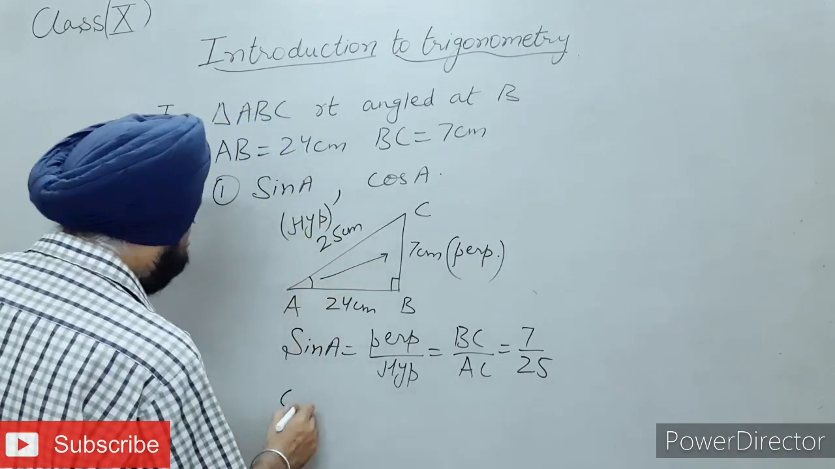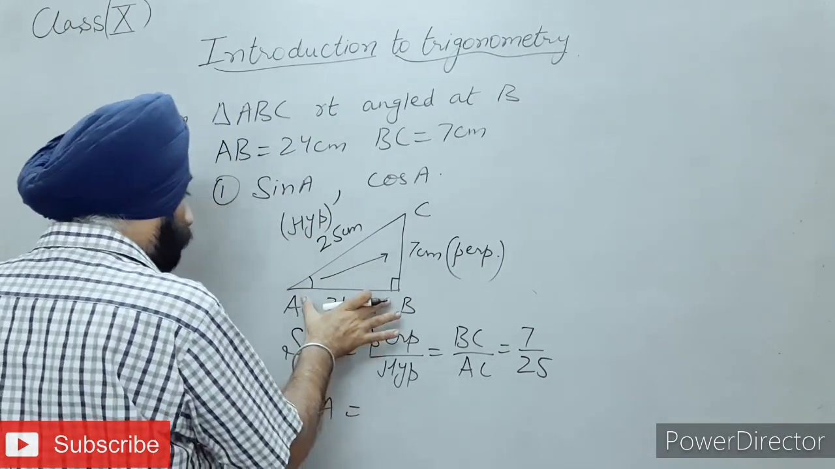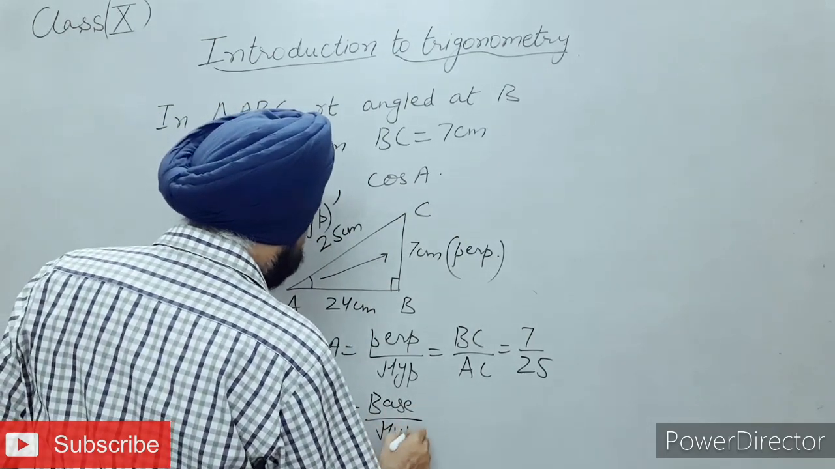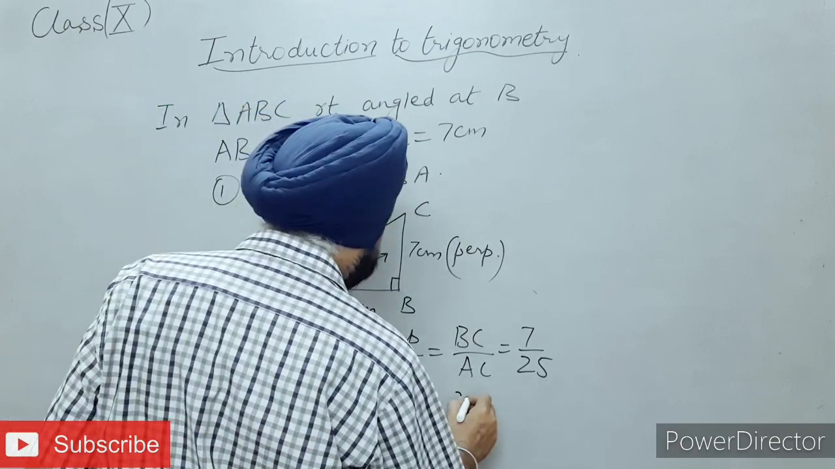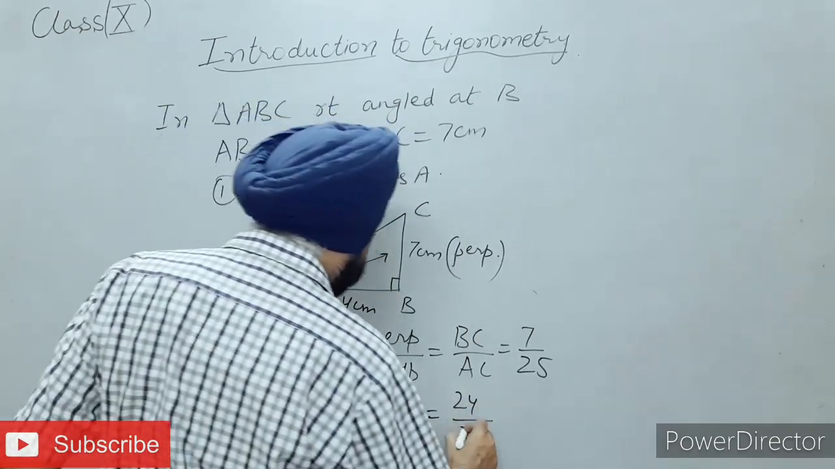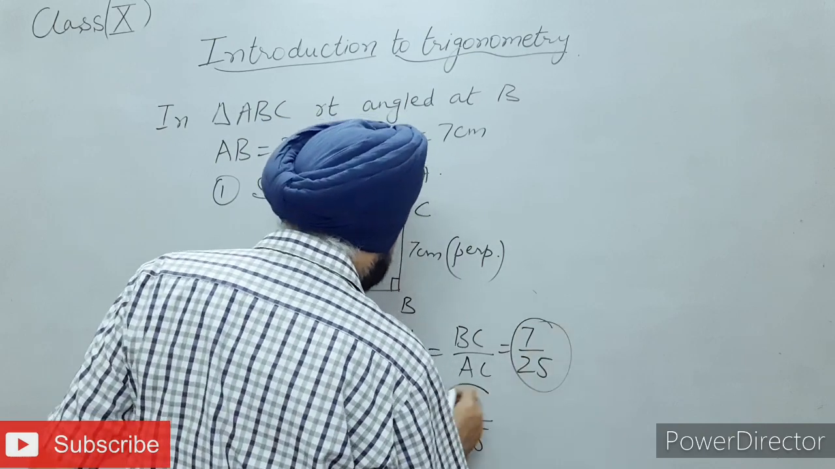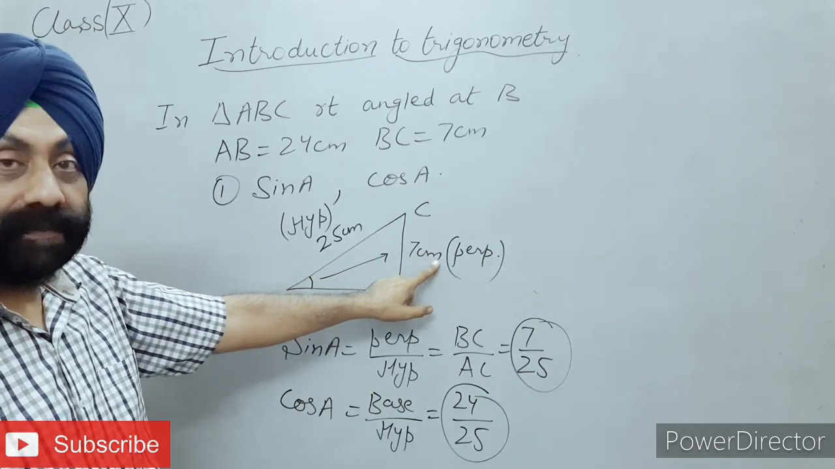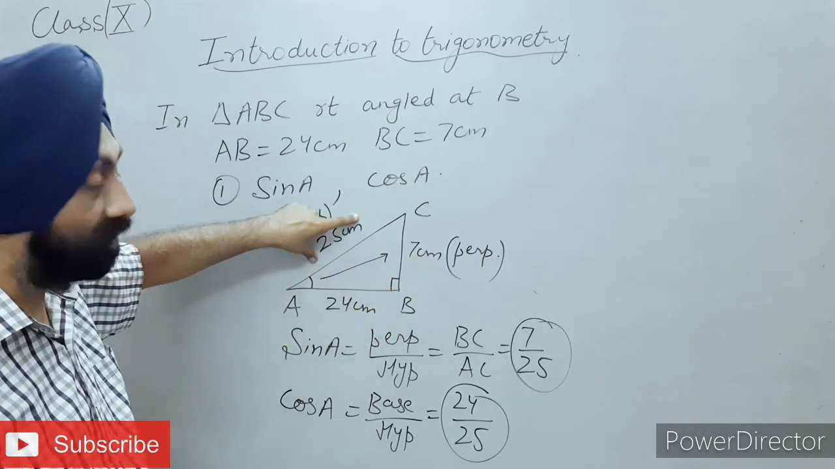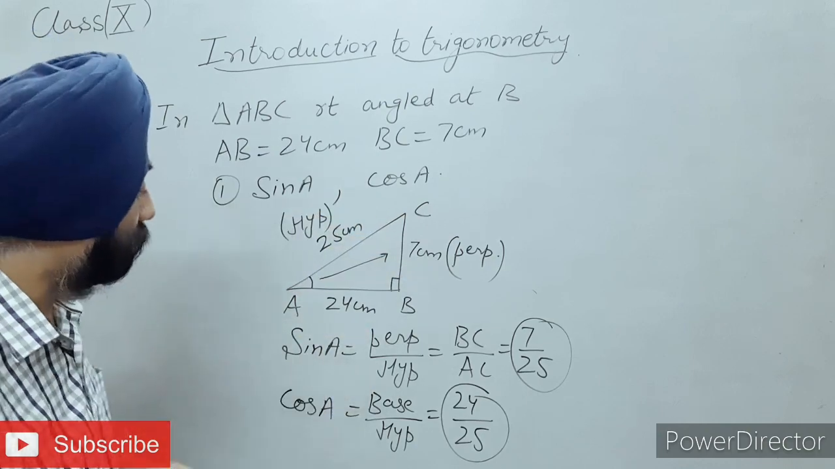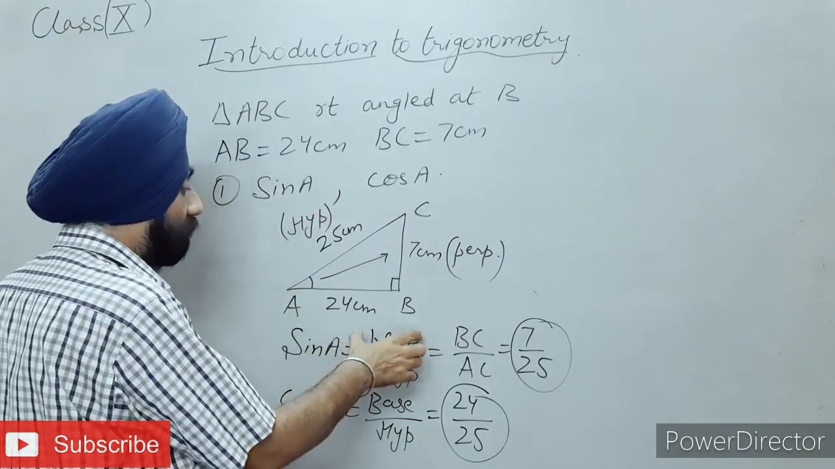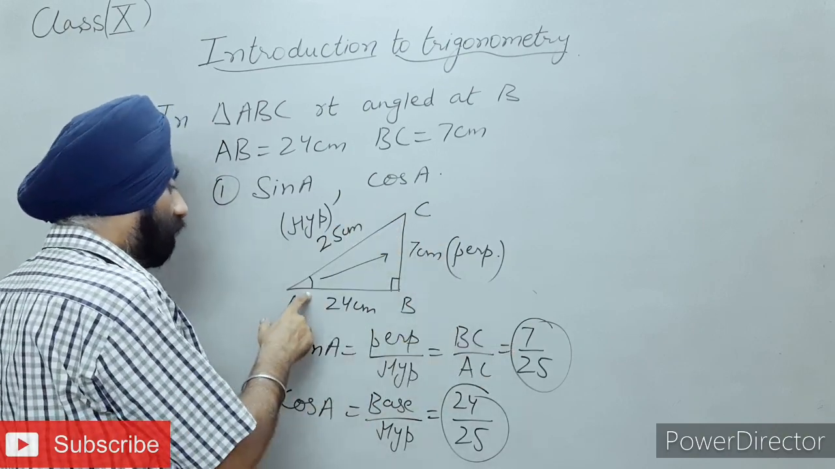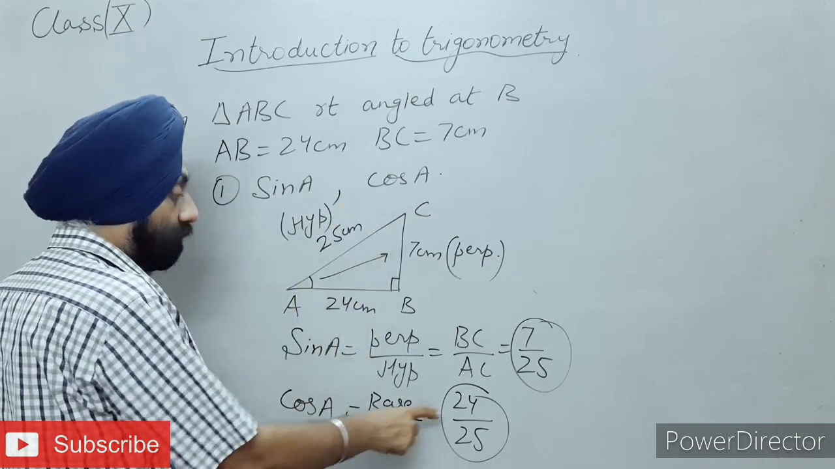Similarly, cos of A. Cos A is base upon hypotenuse. Base is 24 and hypotenuse is 25. I get the required answer. This is sine of A. Angle A was this. Opposite to this, it's always perpendicular. Opposite to 90 degree, it's always the hypotenuse. Then I get the trigonometric ratio. I applied sin A is the ratio of the perpendicular and the hypotenuse, I get this value. And cosine of A is the ratio of the base upon hypotenuse, I get this value.